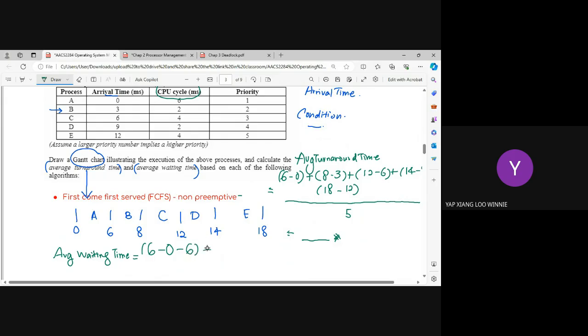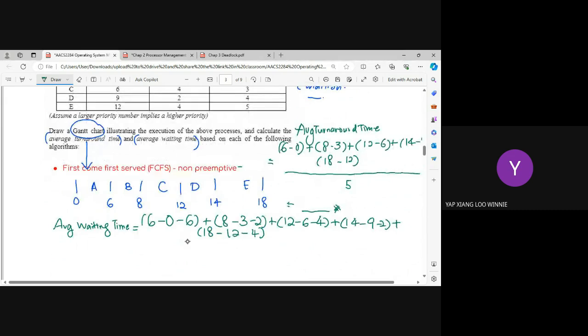Now the next one, process B, it actually finished at 8 milliseconds, arrived at the 3rd millisecond, and the CPU cycle is 2. Followed by process C, which ends at 12 milliseconds, arrived at 6 milliseconds, and CPU cycle of 4 milliseconds. Process D, 14 minus 9, minus 2. And the last one, process E, ends at 18 milliseconds, arrived at 12 milliseconds, and CPU cycle of 4 milliseconds. With that written, this is just the sum of all waiting time.